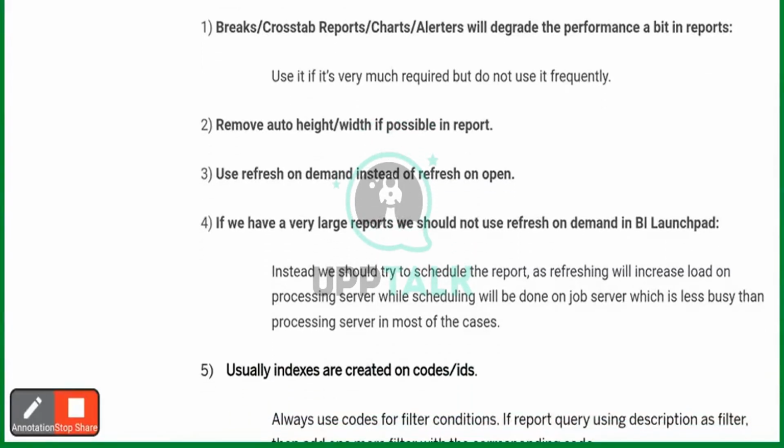Next is auto height and width in our report. In the report format properties, we can check that an auto fit height and width option is there. If we check that, the size adjusts automatically based on our text data. If we don't need that option, it is better to remove that auto height and width if possible. In the report, we can do that manually. Once the report is created, it will not change. We can avoid this auto height or width option.